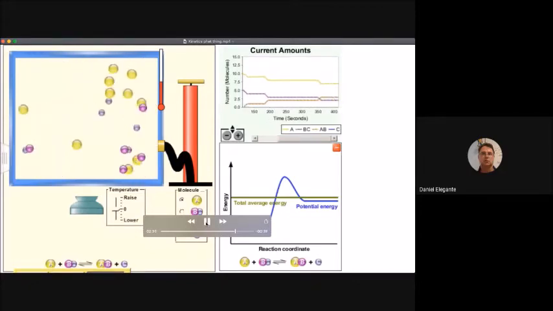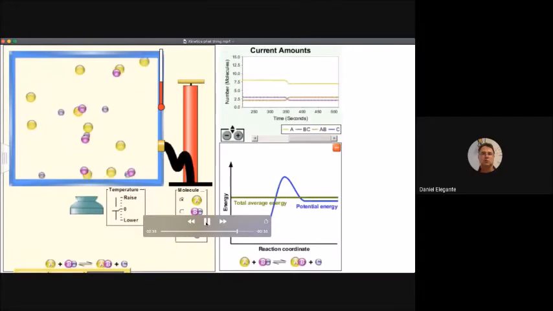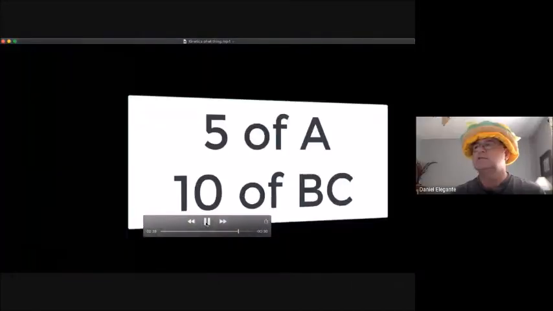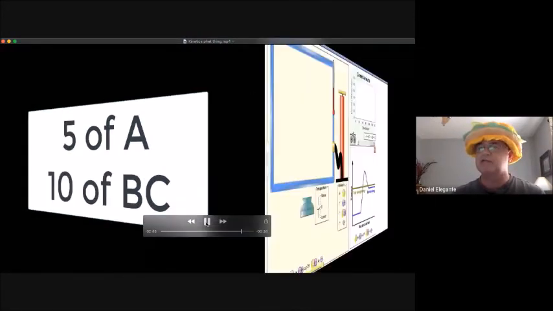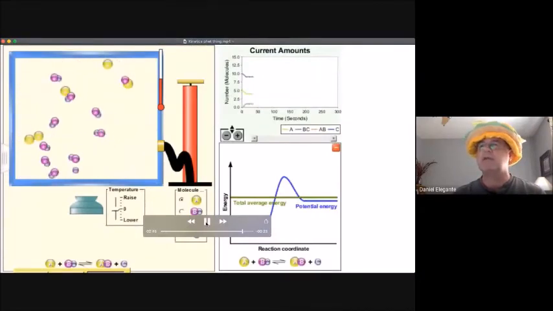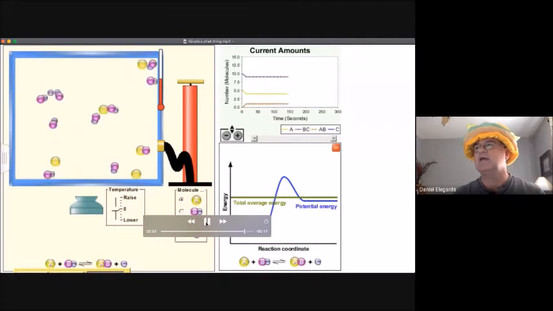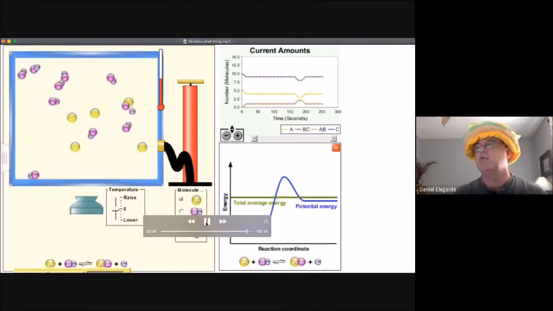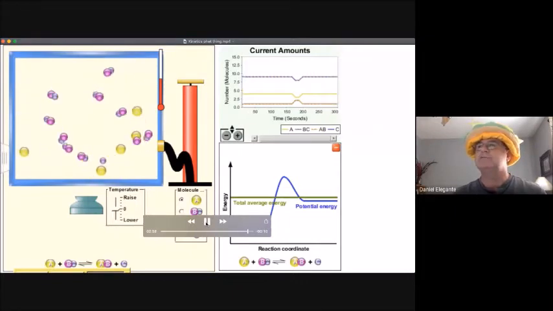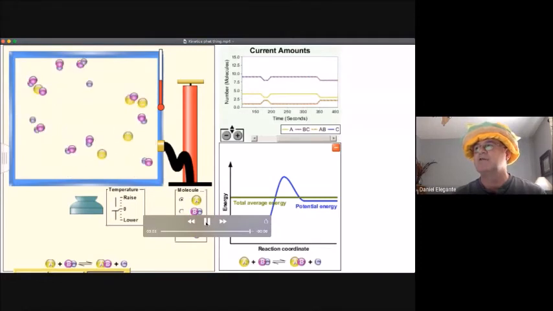Now, the other thing I want you to notice is, look at that graph. If you look at the graph, notice that it's kind of evened out. That graph is a sign that, hey, that's an equilibrium. The forward and reverse reaction are going at the same rate. So this time I had 5 A's and 10 BC's. And again, we can double the amount of one, keep the other one the same, and we can get some idea about how changing the amount of chemical affects the rate of the chemical reaction.